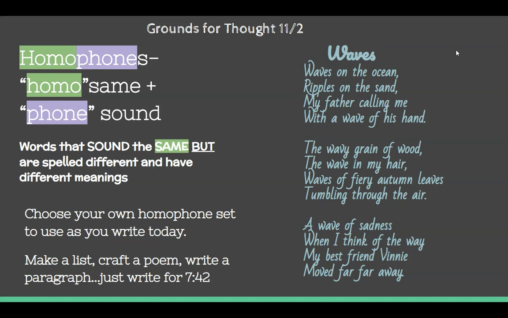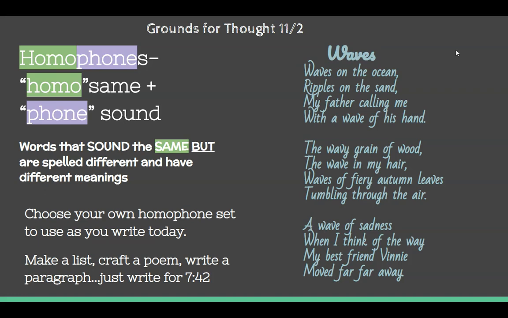So that poem uses the word waves in many different ways. And so while this one sounds the same and is spelled the same, they have different meanings. And so that's what we want to kind of explore today.